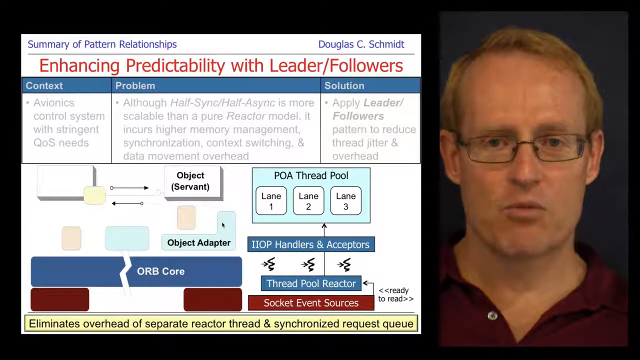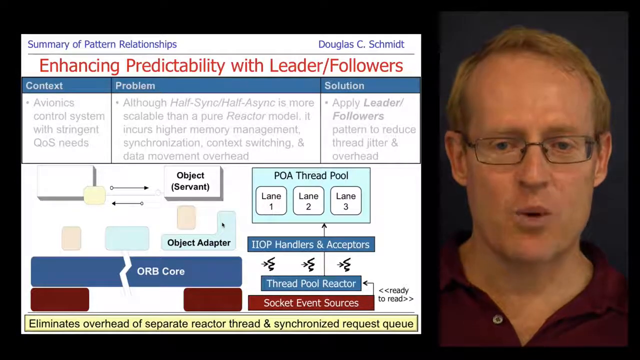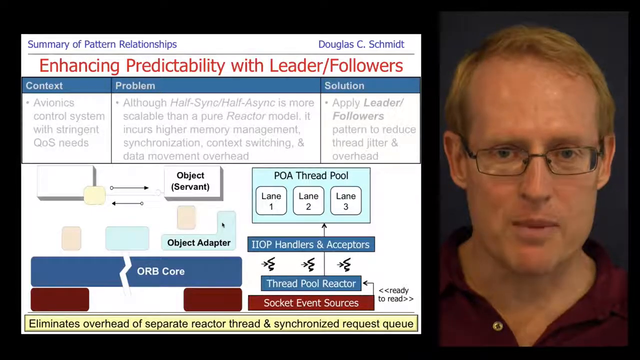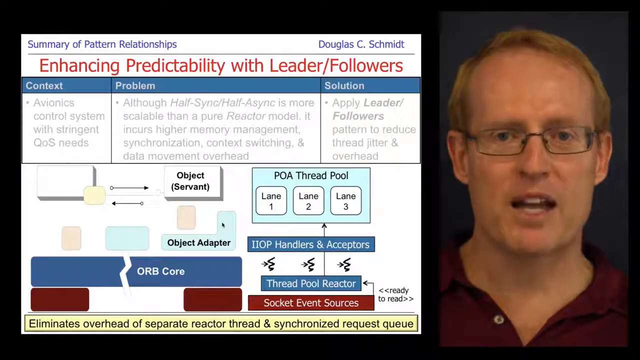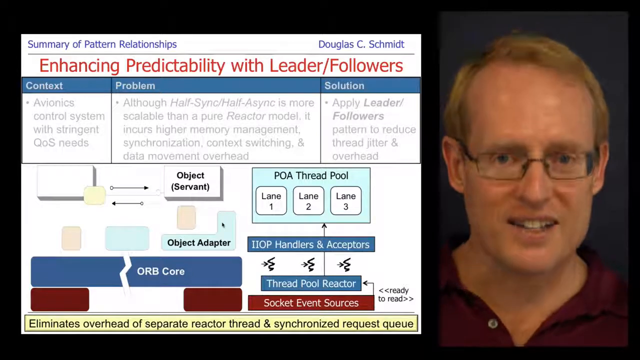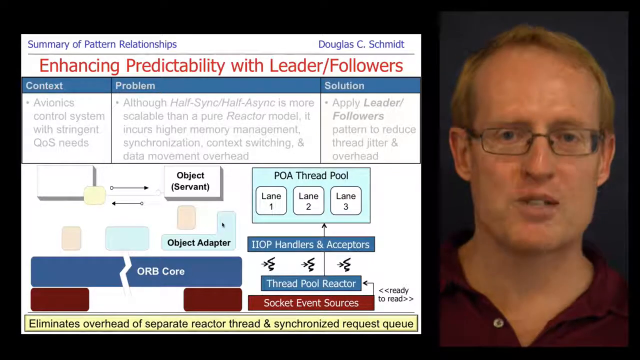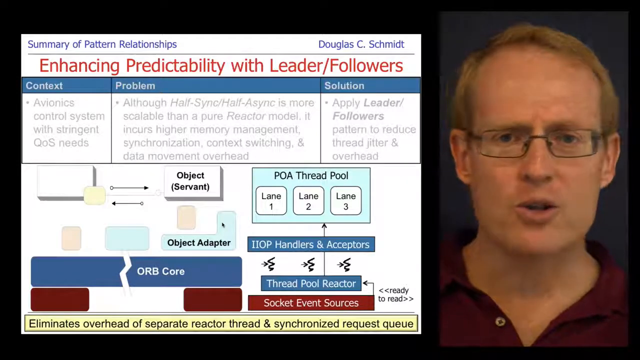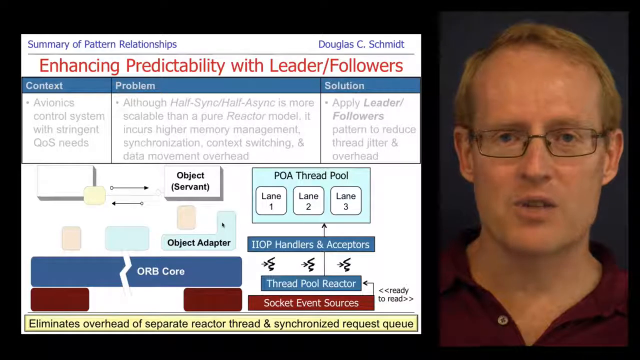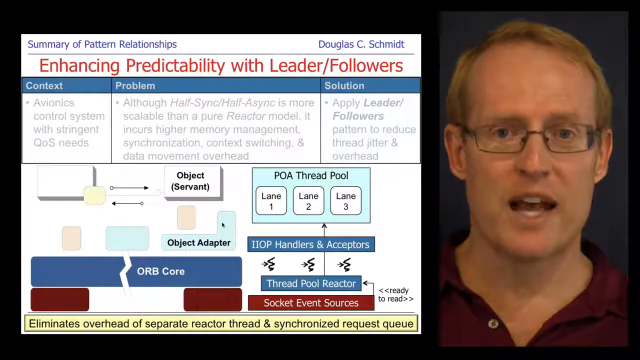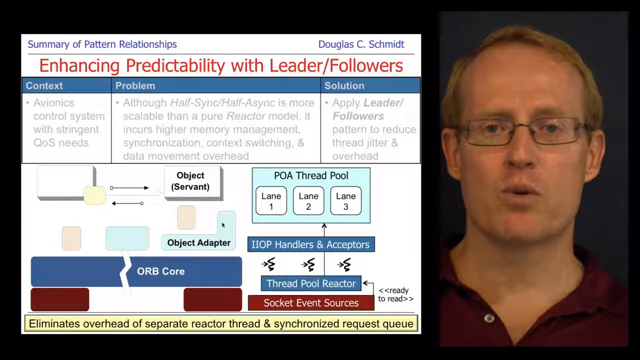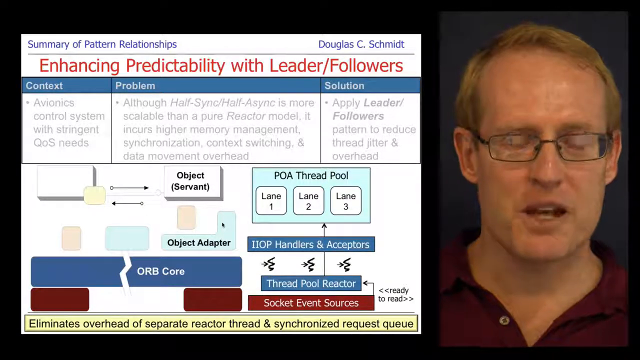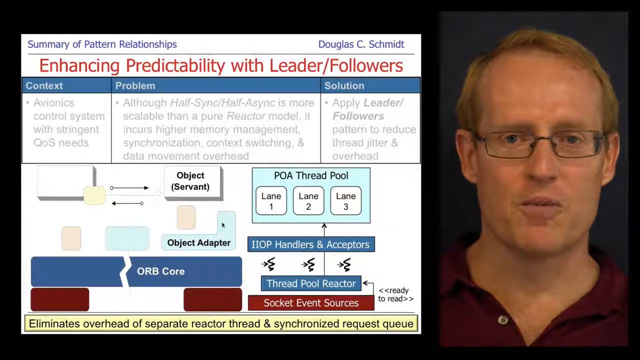of the separate reactor thread and synchronized request queue, so we don't have the overhead we talked about before in terms of dynamic memory allocation, synchronization, context switching, data movement between processor caches, and cache invalidation and cache management, and so on. Now, it turns out, even though leader-followers is more predictable and usually has lower overhead, there still could be circumstances where you would prefer to use the Half-Sync/Half-Async design. And that's because Half-Sync/Half-Async is more scalable.